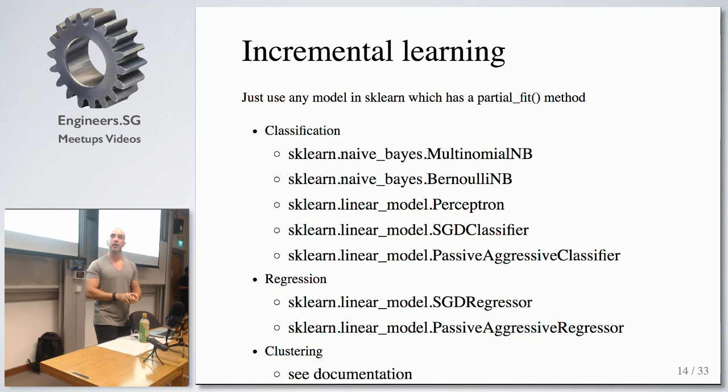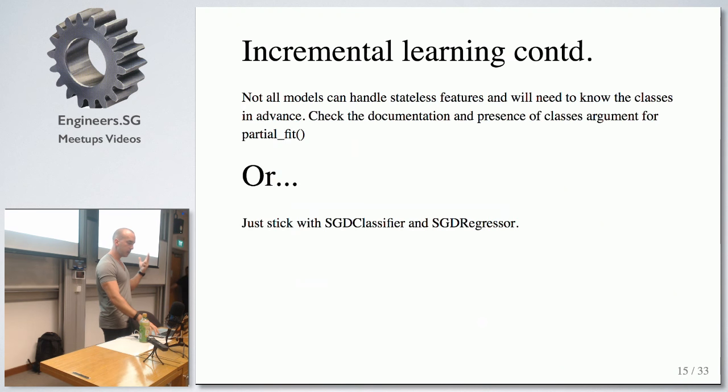Pandas and scikit-learn seem to go well together. All these models are in scikit-learn, and they support incremental learning. What that means is they have a partial fit method. If you use the chunk size argument from pandas, then you can supply that chunk to the partial fit method of any of these and be just fine. So now we have all three things that we needed.